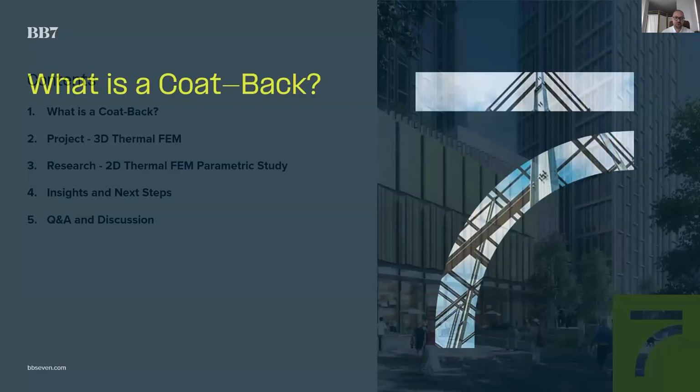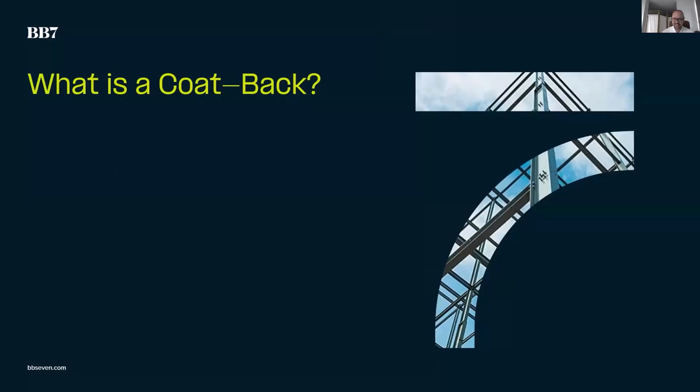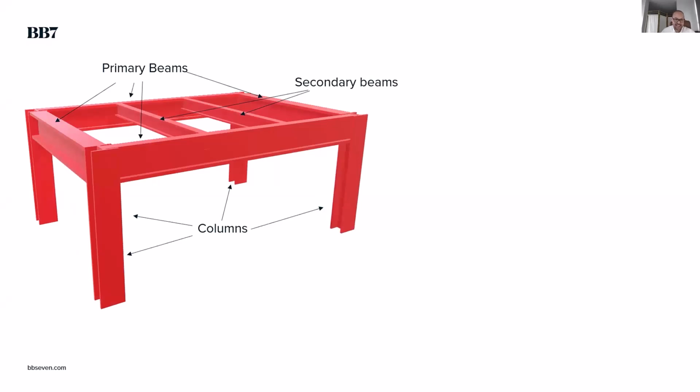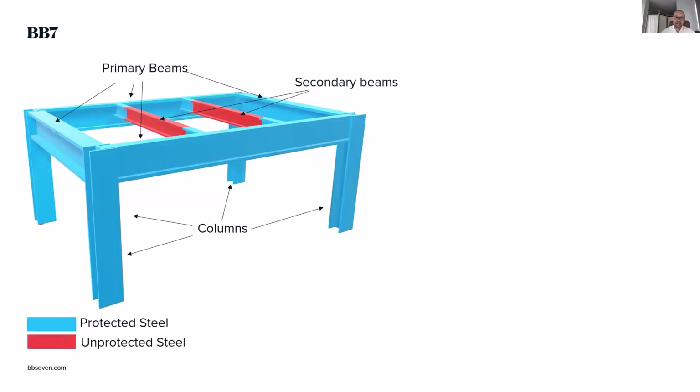So, what is a copeback? A lot of SAFIR users know very well a steel bay, and we might well have columns, primary beams, and secondary beams. And it might be possible to omit the protection to those secondary beams when looking at tensile membrane action. So we might well have a situation where we have omitted the protection to those secondaries.